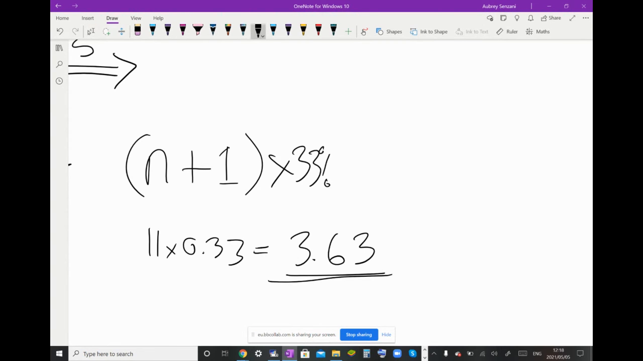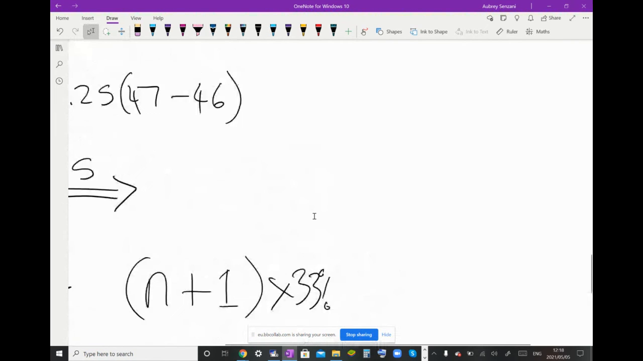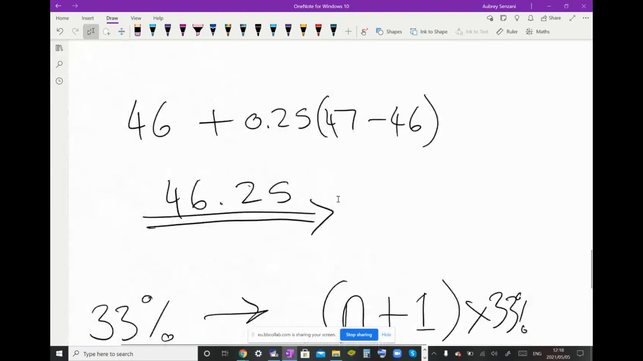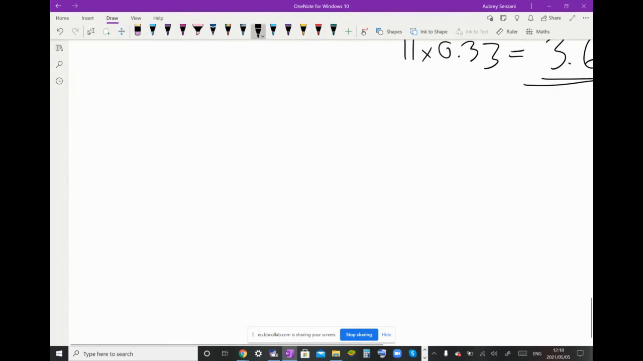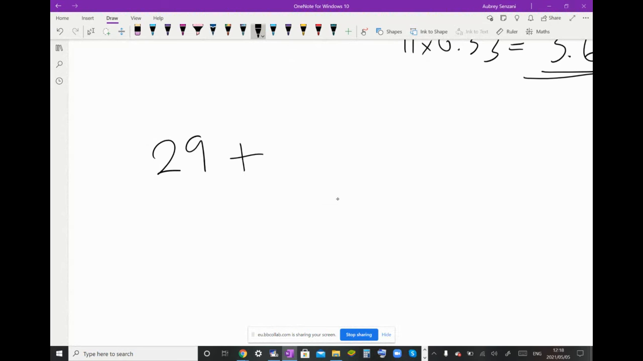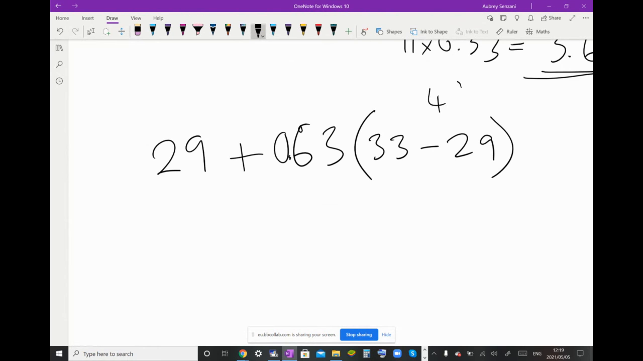We get 11.363. Again, we use this number to look at our values in order. And we say, okay, 1, 2, 3. Then between these two numbers, we're going to be taking 63% of it. So that's 33 minus 29. What is the third number? 29 plus 0.63 times 33 minus 29, which is 4.